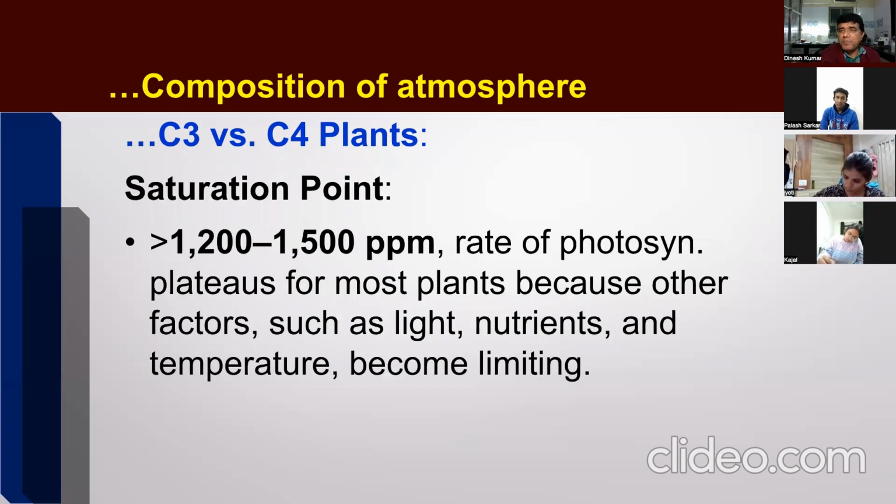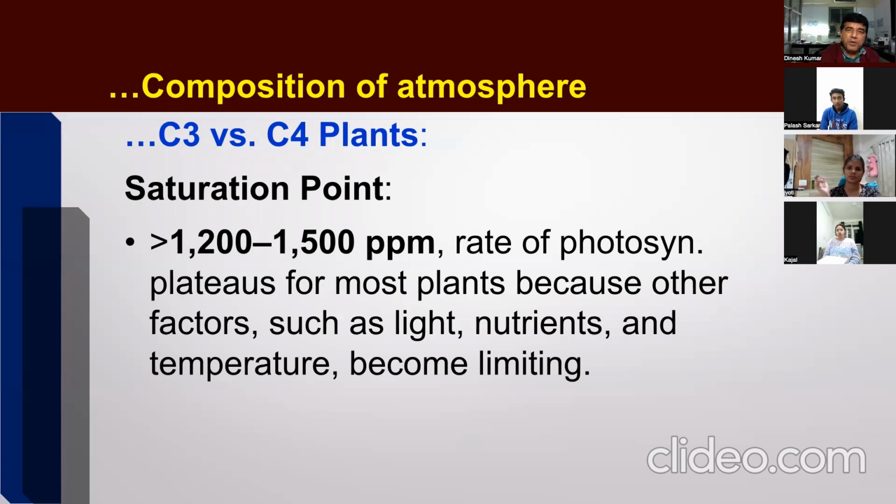Now, what is the saturation point? Let us see the saturation point of CO2. It is actually more than 1200 to 1500 ppm. The rate of photosynthesis plateaus; you cannot go beyond 1200 ppm. This plateau means the maximum. It cannot increase further for most plants because other factors such as light, nutrients, and temperature become limiting.